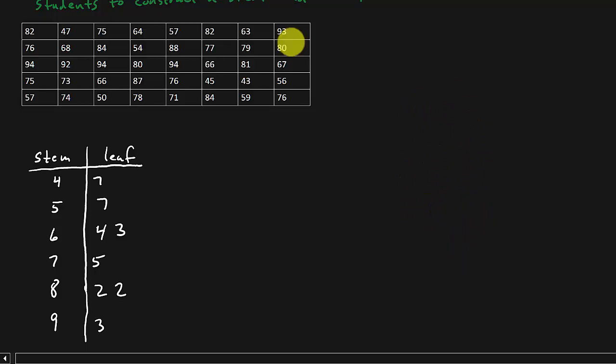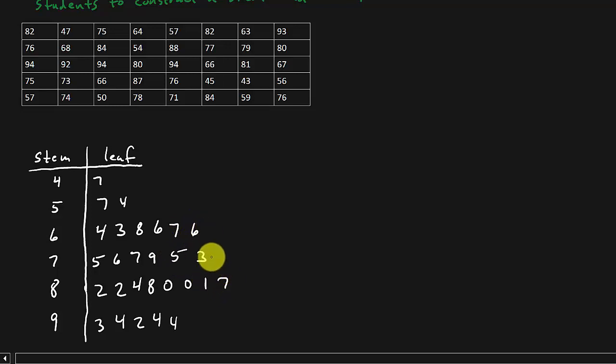All right, so I left off at 93. So now I need 76, 68, 84, 54, 88, 77, 79, 80, 94, 92, 94, 80, 94, 66, 81, 67, 75, 73, 66, 87, 76, 45, 43, 56, 57, 74, 50, 78, 71, 84, 59, and 76.